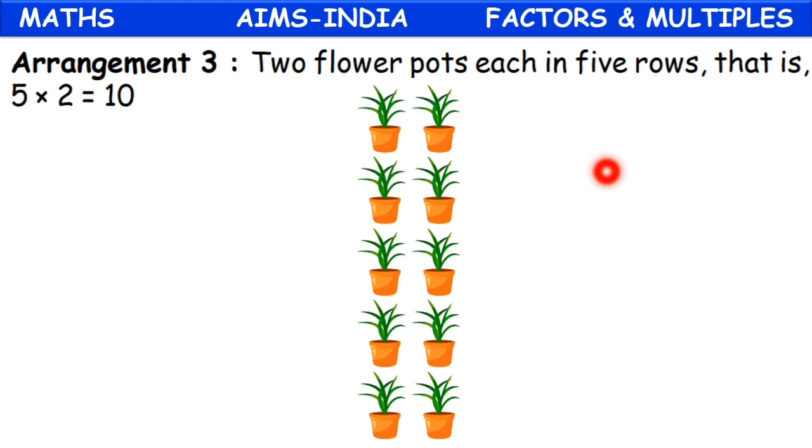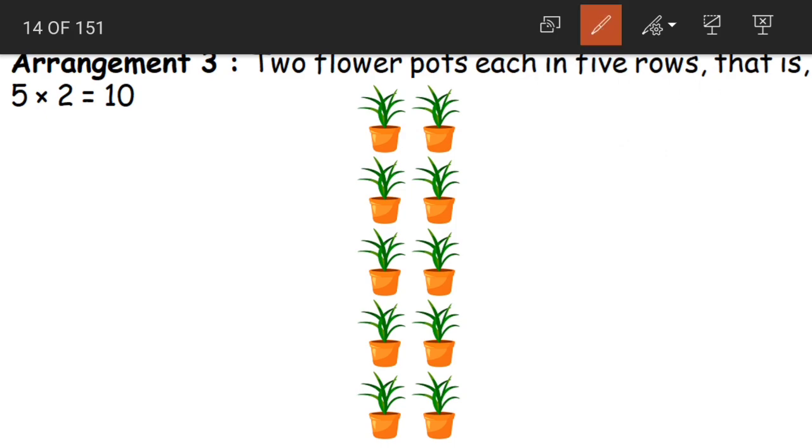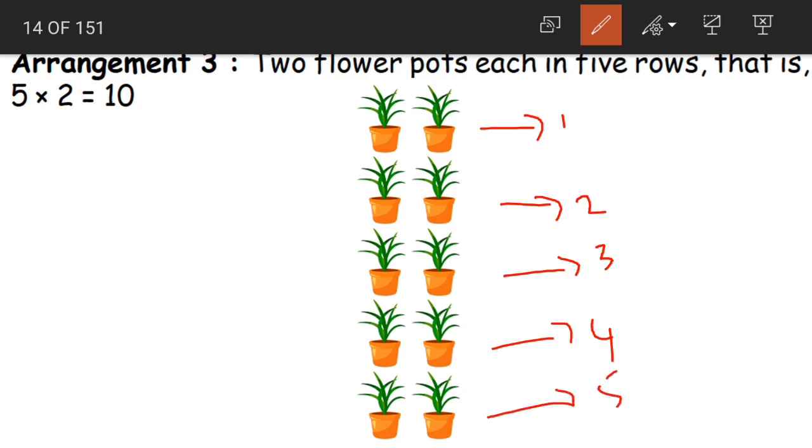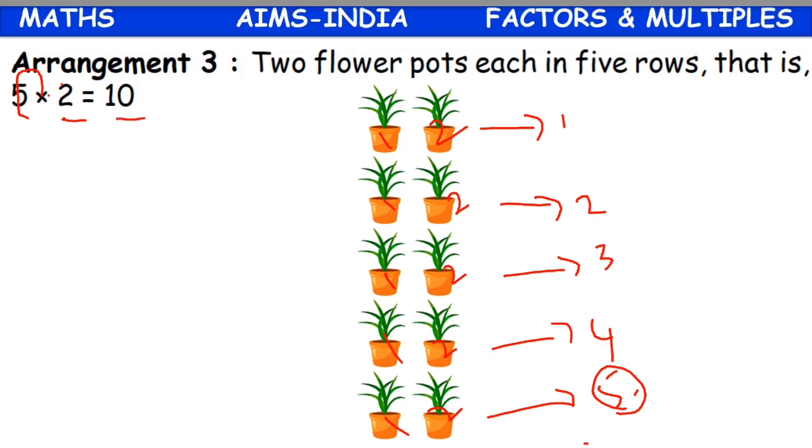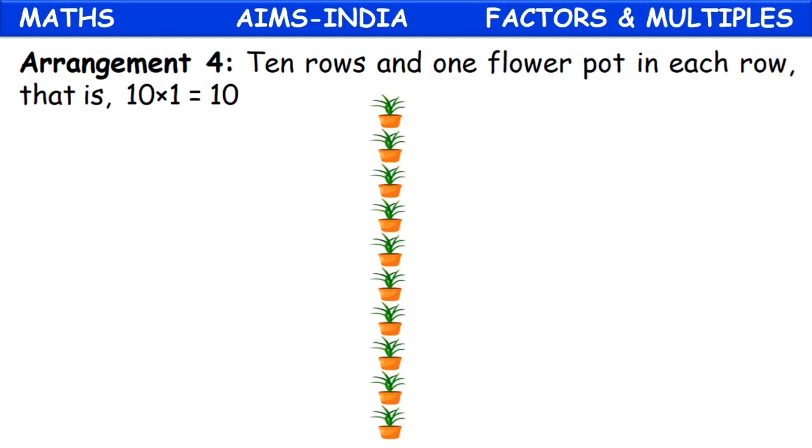Now coming to arrangement 3: 2 flower pots each in 5 rows. See how many rows are we having? 1, 2, 3, 4 and 5 rows, and in each row we are having 2 flower pots. Yes or no, children? In each row we are having exactly 2 pots. So what will be the total number of pots? 5 rows into 2 pots in each row. That is nothing but in total 10 pots can be arranged.